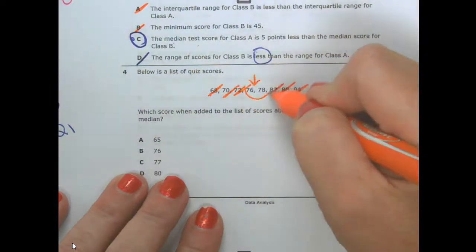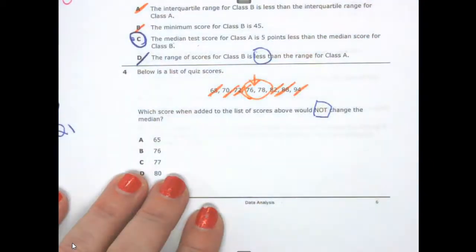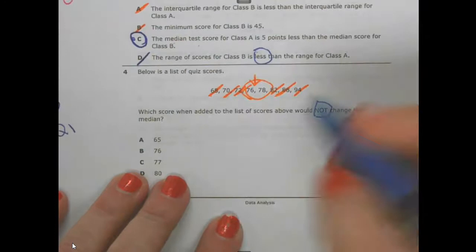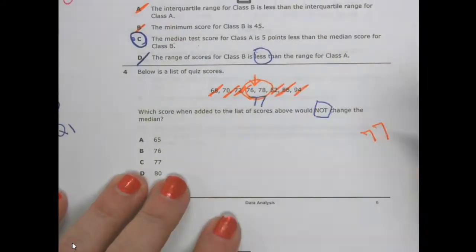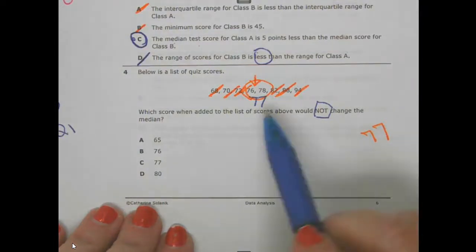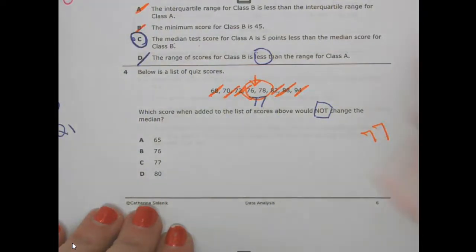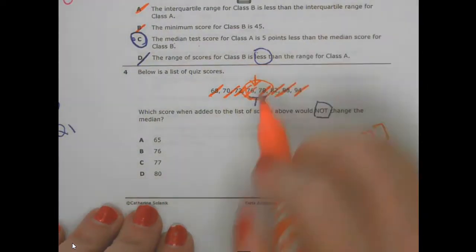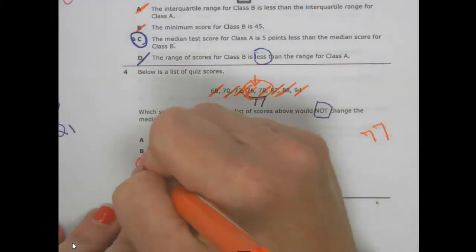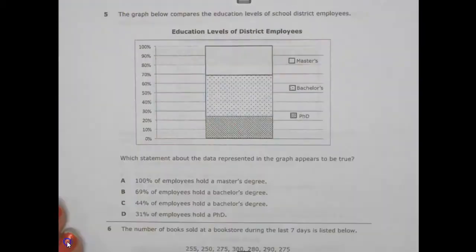Between 76 and 78, it is 77. So if I add a 77 in here, is it going to change my median? No, the median still would be 77 because I would cross these off then, and I would have 77. So the answer is C, 77.